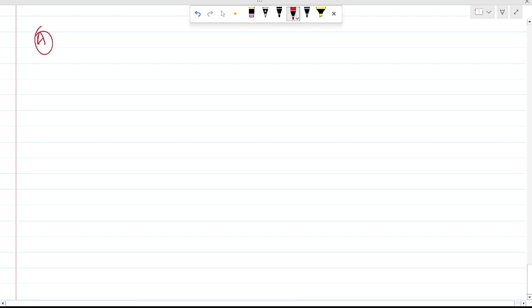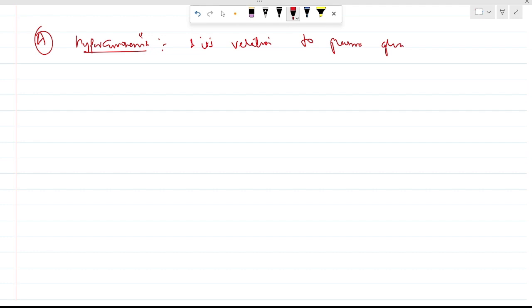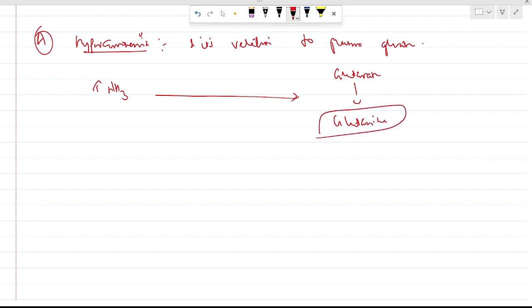First is hyperammonemia, and its relation to plasma glutamine. Hyperammonemia is increased ammonia. In the first step, CPS1 is defective, so ammonia, which reacts with carbon dioxide, is accumulated, which will lead to glutamate getting converted to glutamine. As seen in the general amino acid metabolism video, glutamate will convert to glutamine and the glutamine increases.